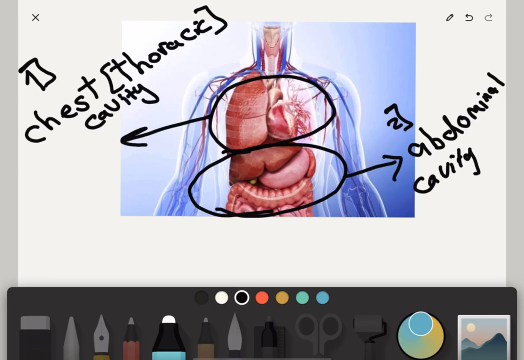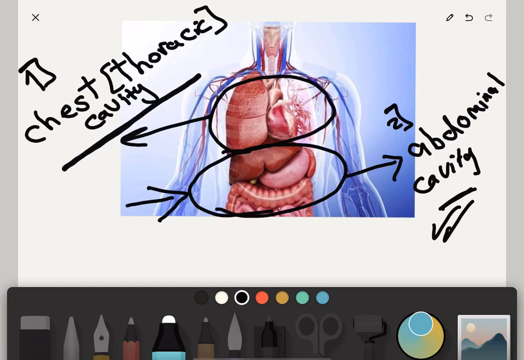Okay, most organs of the digestive system exist here. So most organs of the digestive system exist in the abdominal cavity. While most organs of the respiratory system that we will study in the next lesson exist in the chest or thoracic cavity. So the organs of the digestive system exist in the abdominal cavity, while the organs of the respiratory system exist in the chest or thoracic cavity. Okay? We will turn to our lesson.